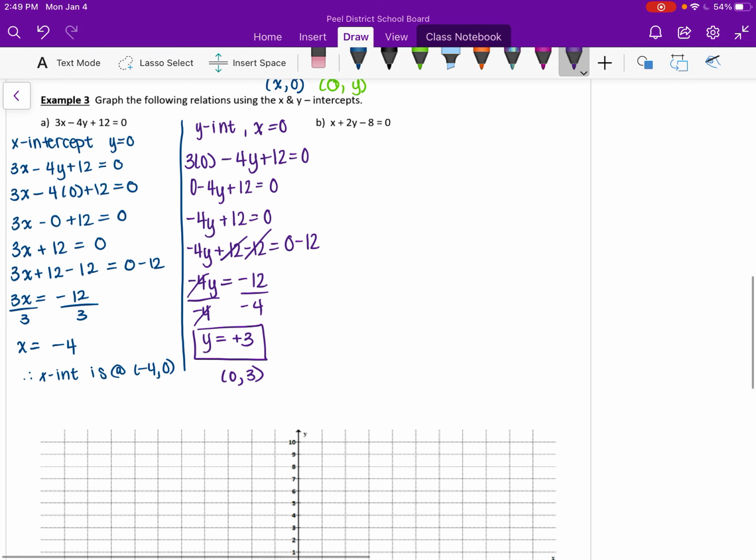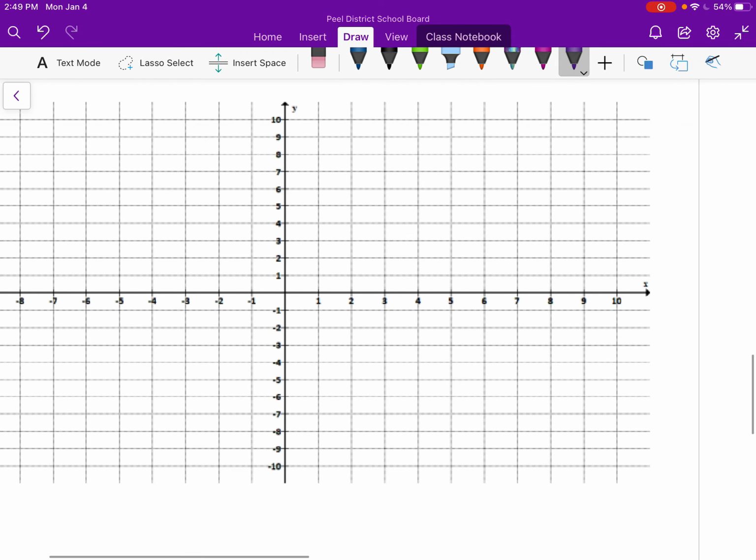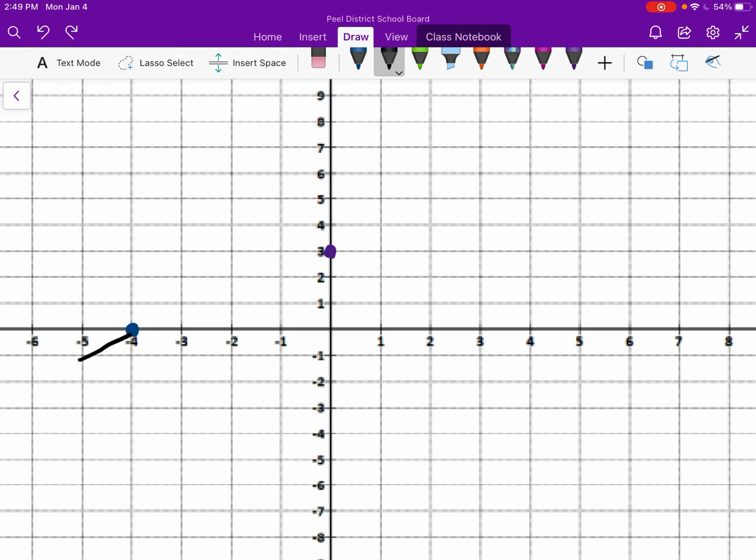So now I can just go in and plot these 2 points and connect them, right? So I'm going to find my negative 4 over here, and 0, so I'm going to put that plot there. And then I'm going to find my 0, 3, and put that plot there, and just connect these 2 lines. And of course, like I said, yours will look better because you will not be graphing using no ruler.